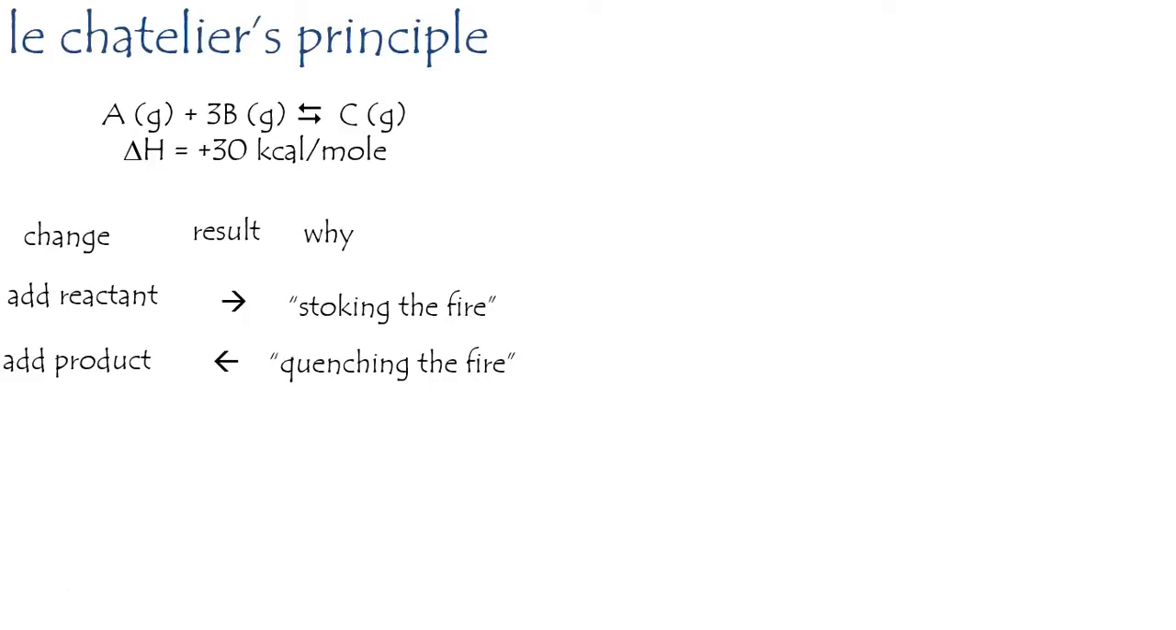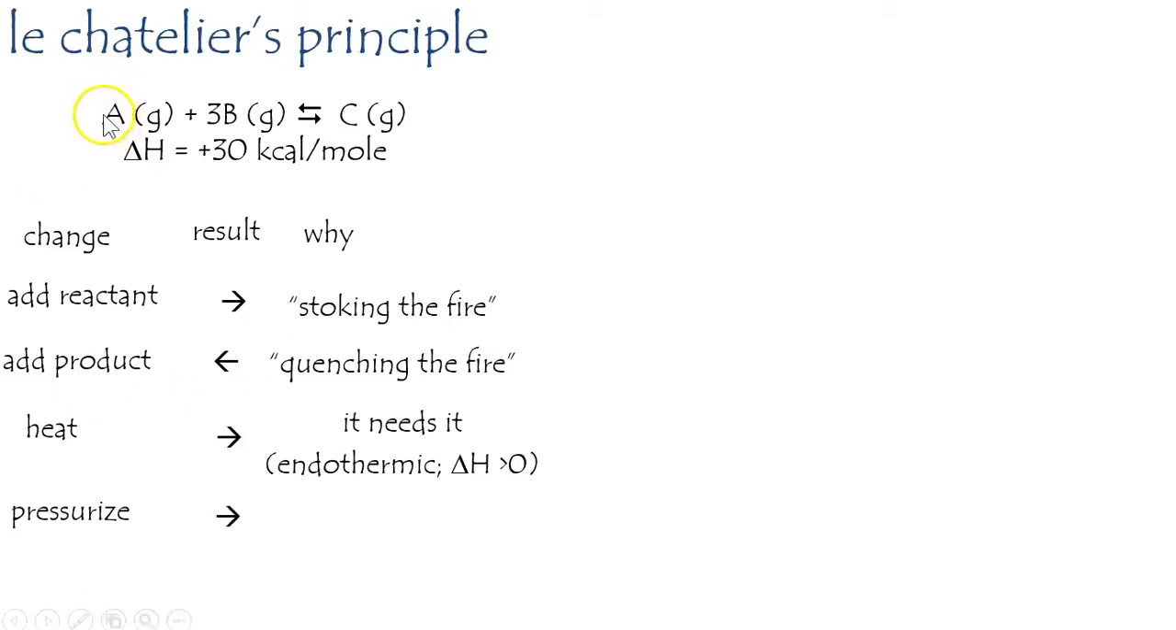How accurate are these analogies? Oh, perhaps not very, but they definitely work. If we heat it, in this case, it will help because the reaction's endothermic. It needs heat. If we pressurize it, the reaction will always shift towards the direction of the fewer number of moles. And that works for this one. It'll shift to the right because we have 1 plus 3, 4 moles on the left turning into only 1 mole on the right. The product has fewer moles.